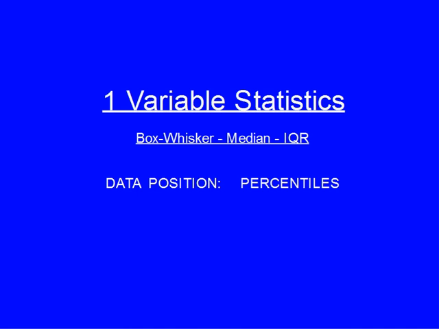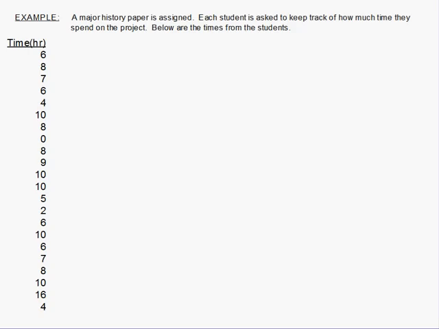In the box whisker system, we don't use z-score for position. So what is more typical is to use percentiles. Let's get an example. In fact, we're going to use a different example finally. A major history paper is assigned. Each student is asked to keep track of how much time they spend on the project. Below are the times from the students.